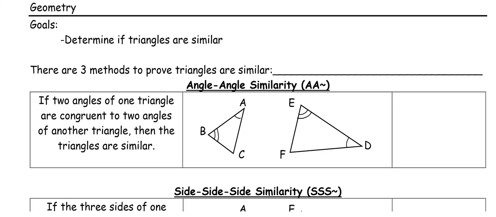This video is about determining if triangles are similar. There are three methods to prove that triangles are similar: angle-angle similarity, side-angle-side similarity, and side-side-side similarity.